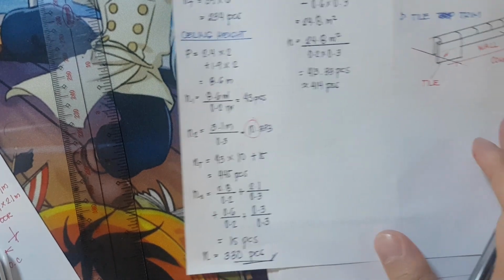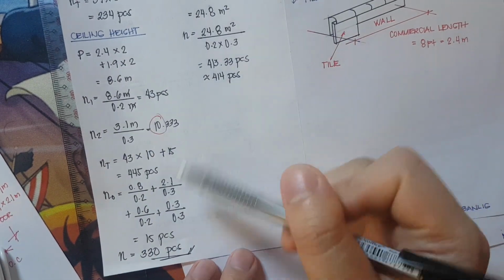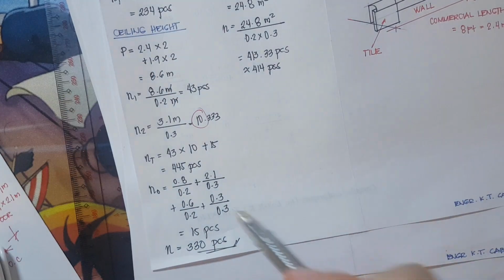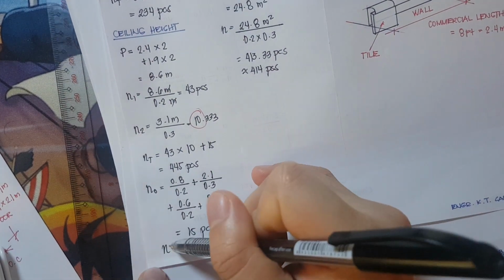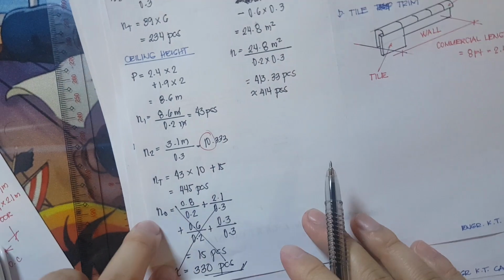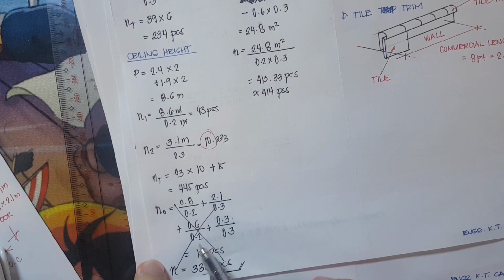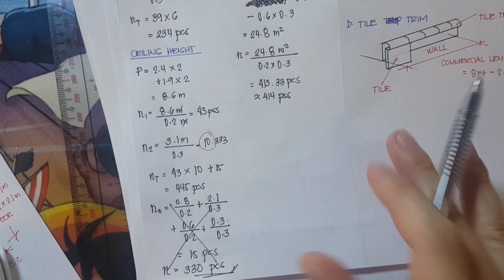So medyo malayo, no? Because our value here is 414 and this is 230. May mali. Okay? So I think mali ito, no? Mali. Bakit? Kasi this is area supposedly, but it became a linear. So mali.